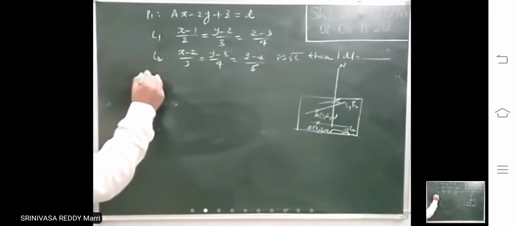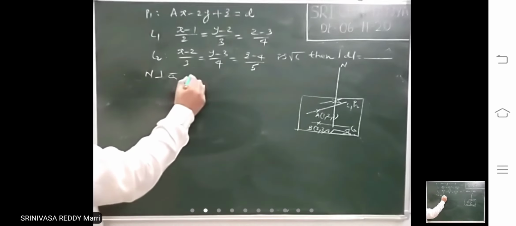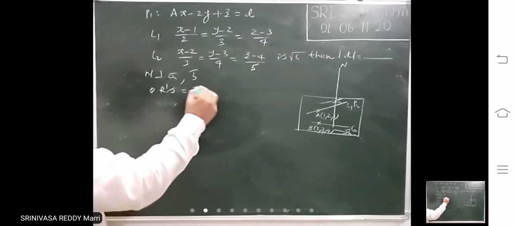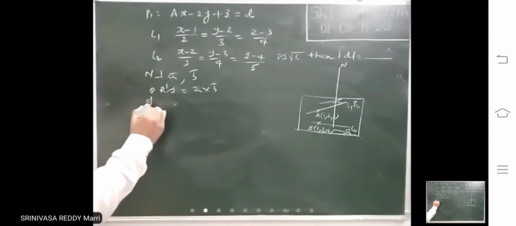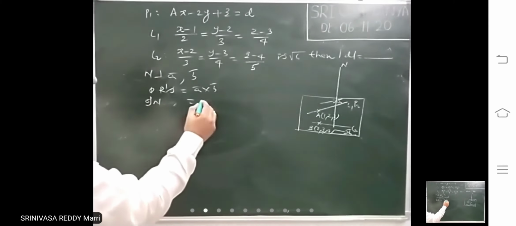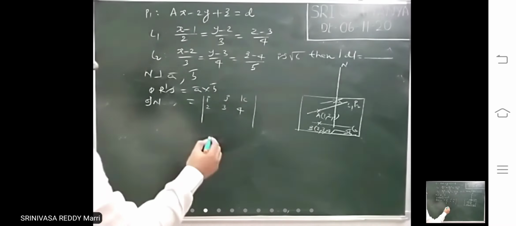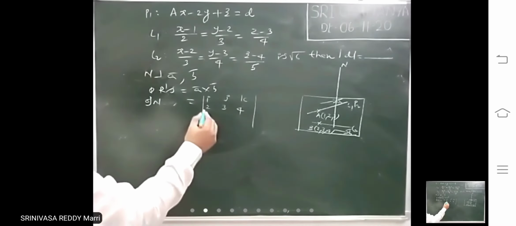So therefore, n is perpendicular to A bar comma B bar. Therefore, what are the DRs? DRs of n are given by A bar cross B bar. That means i, j, k. What is the direction vector A bar? 2i plus 3j plus 4k. And the direction vector B bar is 3i plus 4j plus 5k.